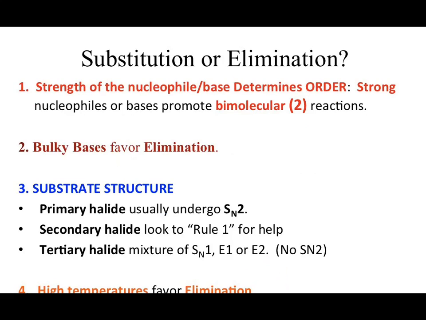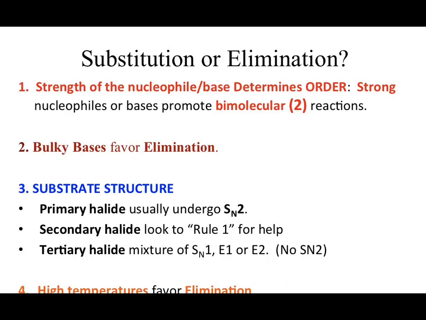When we look at substrate structure, why is that not on the slide? It's weird. Primary alkyl halides are the only ones that really undergo SN2s. That's the only mechanism that they really react by. We can sometimes force an E2 elimination, but that's usually a secondary mechanism or a secondary result. The SN2 is much more common.